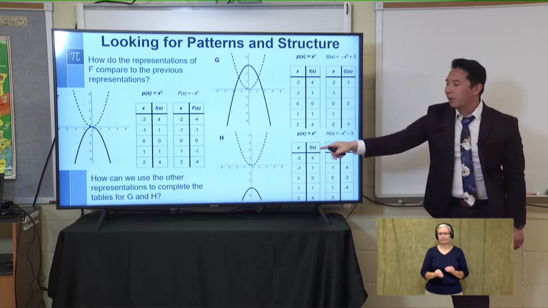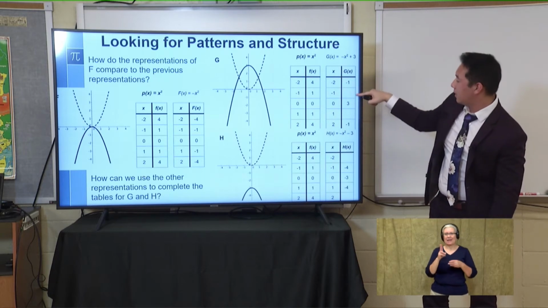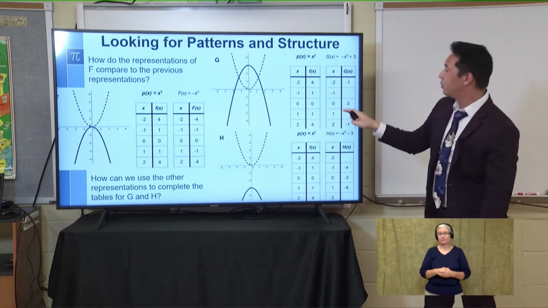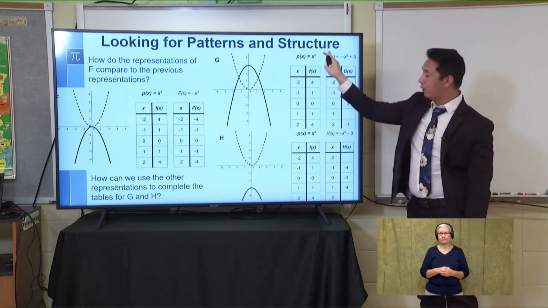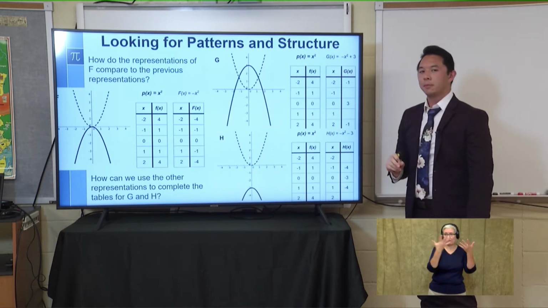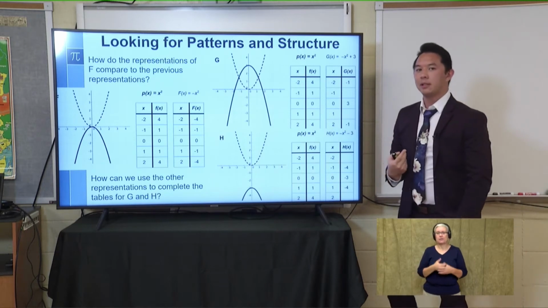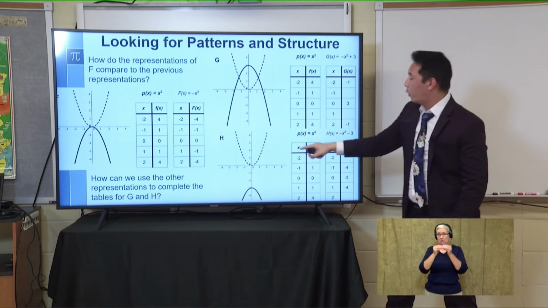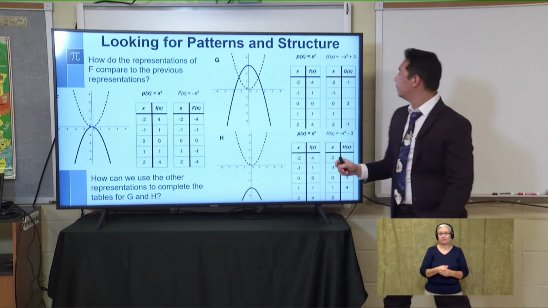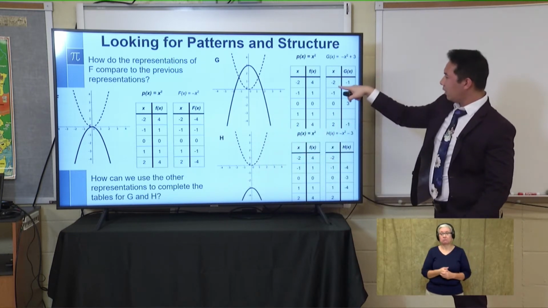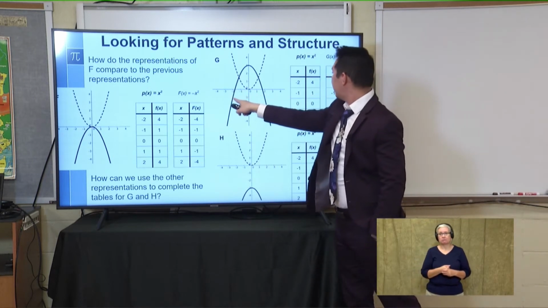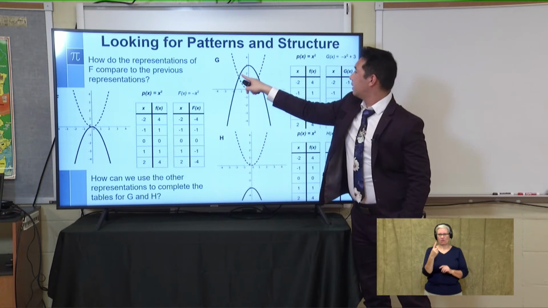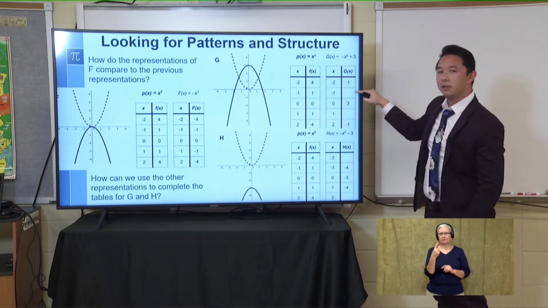But now I want you thinking about how we can use these other representations to complete the table. So I've got some missing values in here, but how can I use what we have, either the graph or the equation, to complete these tables? And let's think about some of the patterns that we've noticed in terms of the numbers repeating themselves and the graph being symmetrical on either side. If I'm looking at G, so we see this -2, -1 point. If I'm going over to -1, then I also see that this value here is going to be a 2.